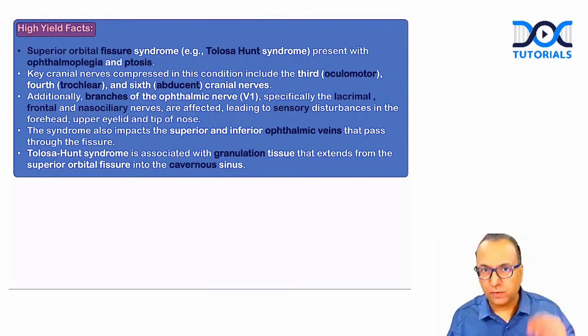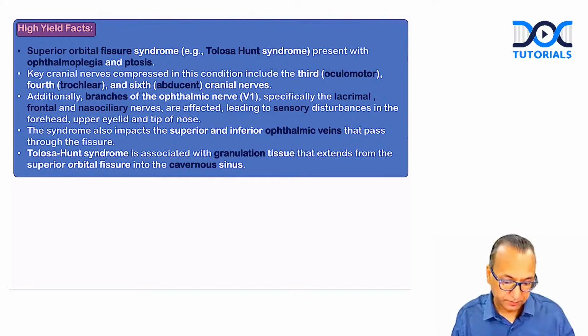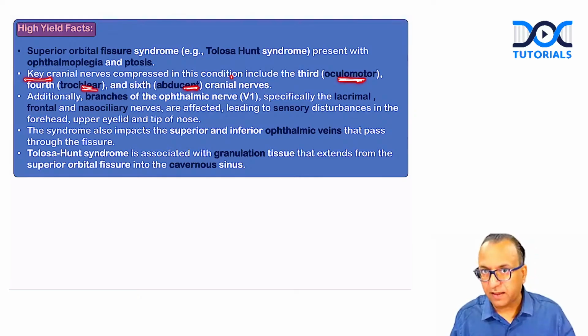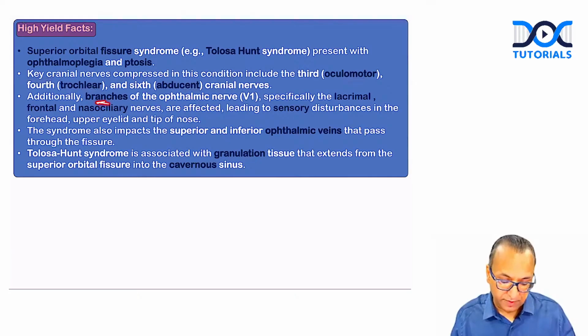After this session is over, you can rewatch the session and take a screenshot if you wish. Ophthalmoplegia and ptosis. The key cranial nerves involved are oculomotor, trochlear, and abducens, nerves 3, 4, 6, supplying the eyeball muscles. Additionally, branches of the ophthalmic division, LFN: lacrimal, frontal, nasociliary.